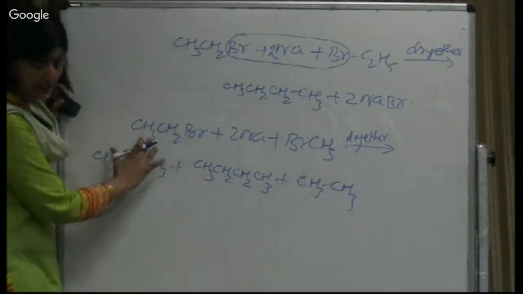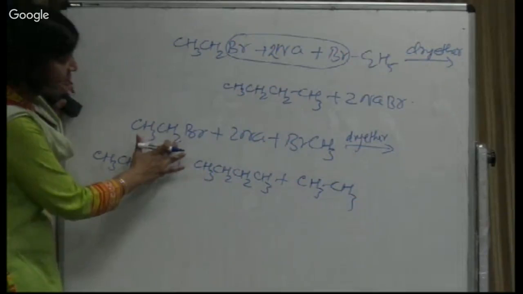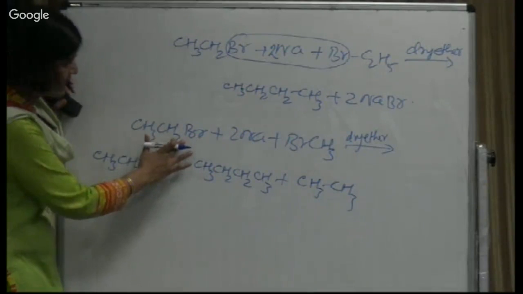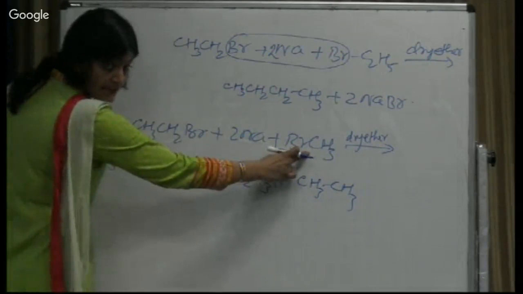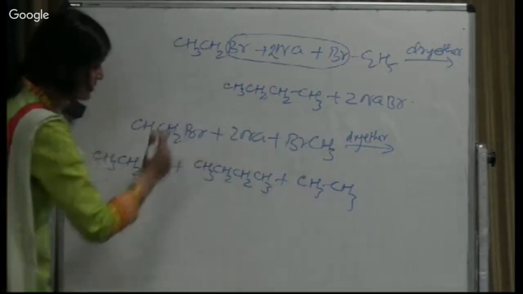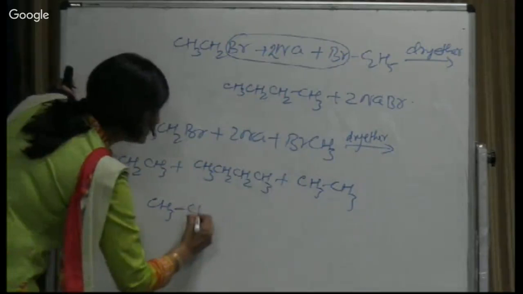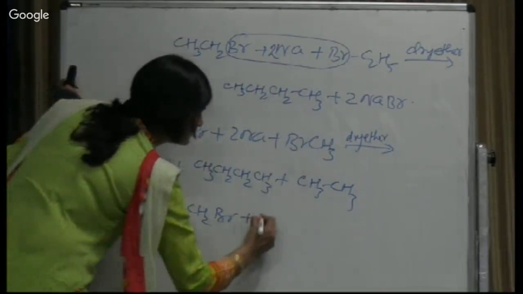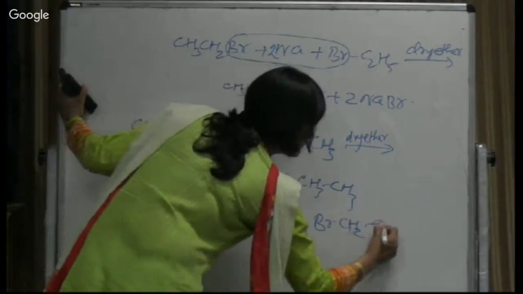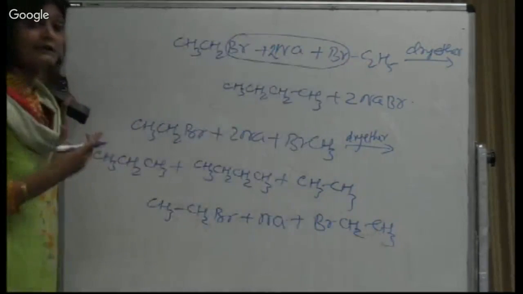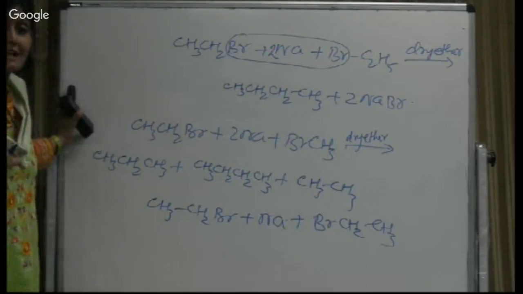When you have an alkyl halide, the carbons which are joined to halogens get linked to one another. You understand this? This carbon will get linked to this carbon. But besides this, how will you stop ethyl bromide from reacting with itself?